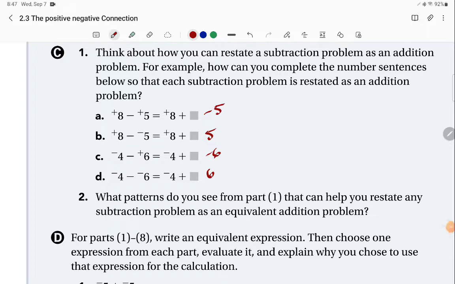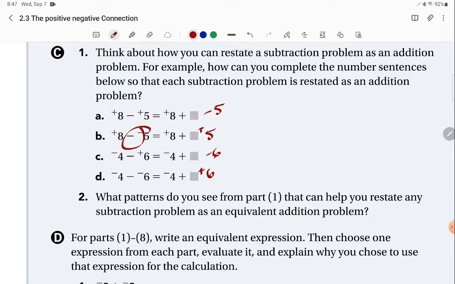So on these, you should get 8 minus 5 is the same as 8 plus a negative 5. 8 minus a negative turns into plus a positive. You probably should put the positive here. After this lesson, we won't be doing that. But for right now, to show that that's a positive 5 or a positive 6, you can put that there.